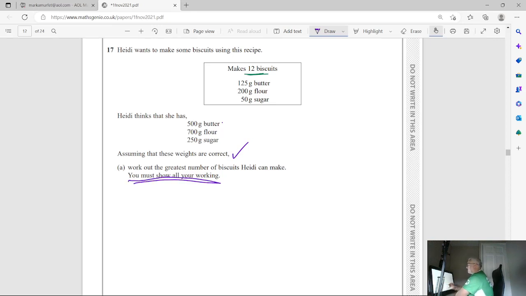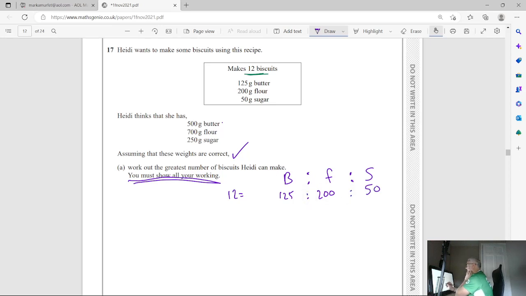So again, if we don't show the workings, we don't get any marks. So your first approach is, how can I lay this out so the examiner knows what I'm talking about? To make 12 biscuits, you have butter, flour, sugar in that ratio. Again, we're listing 2 or 3 things together. Let's use a ratio. We've got 125 grams, 200 grams, 50 grams.